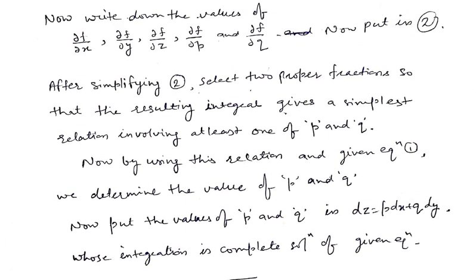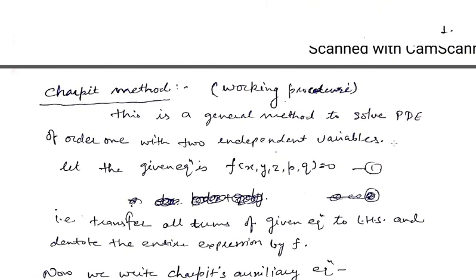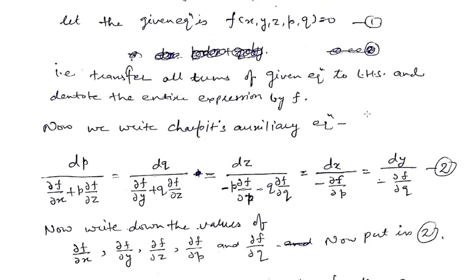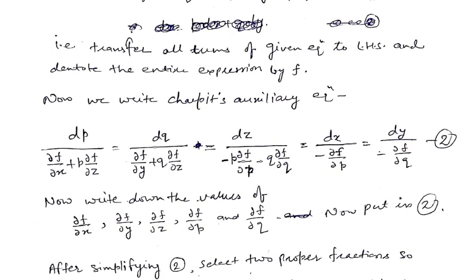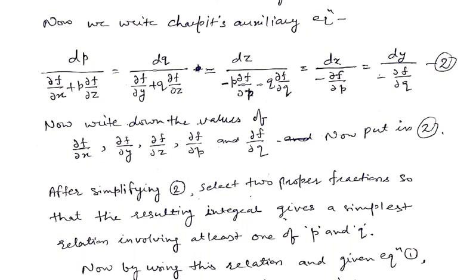So once again we recall: very first, write the equation in the left hand part only, taking the right hand part equal to 0, say this is f. After that write Charpit's auxiliary equation, which is here given by equation number 2, and then calculate the partial derivatives of f with respect to x, y, z, p and q, putting the values of these derivatives in this Charpit's auxiliary equation. And after that we choose two suitable fractions which give us a simple relation between at least one of p and q.